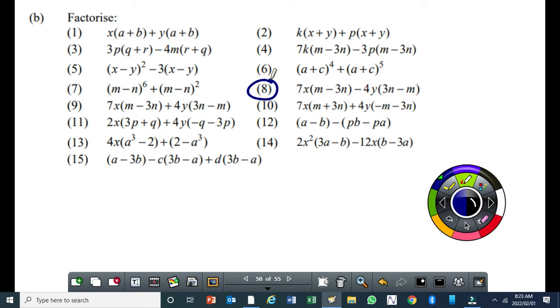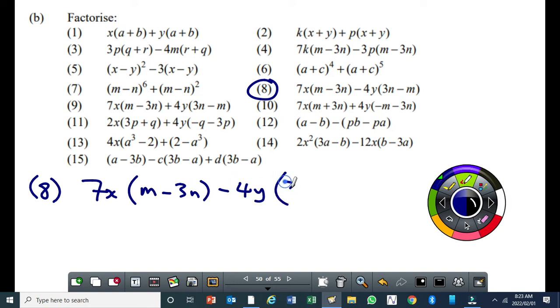So we have got question 8, right? So you have 7x times (m minus 3n) minus 4y times (3n minus m). Okay? Now, before you factorize this question, first thing, look at your binomial. Your binomial is here for the first term, you've got m minus 3n multiplying 7x. Then for the second term, you've got 3n minus m multiplying 4y.